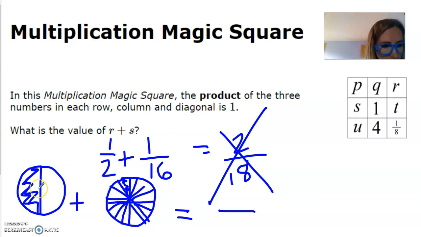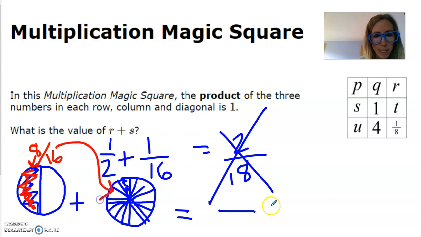Well, what is that if we put it all together in one fraction? A half is the same thing as how many 16ths? How many 16ths would be existing over here? Well, not all 16, it would only be half of them. So this is worth 8/16. So if I have 8/16 and then I add 1 more 16th, I am at 9/16.